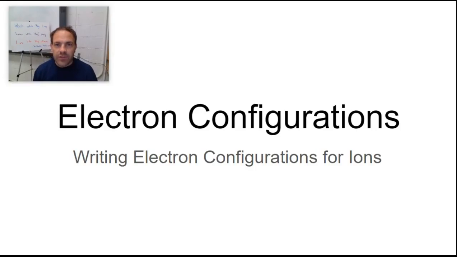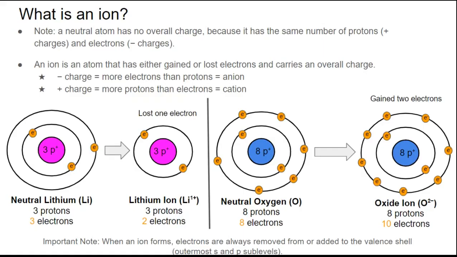Writing electron configurations for ions. Before we get into writing electron configurations for ions, I want to make sure that you have a good understanding of what an ion is. Note that a neutral atom is an atom with no overall charge. That really means that it has the same number of protons, positive charges, as it has electrons, the negative charges.